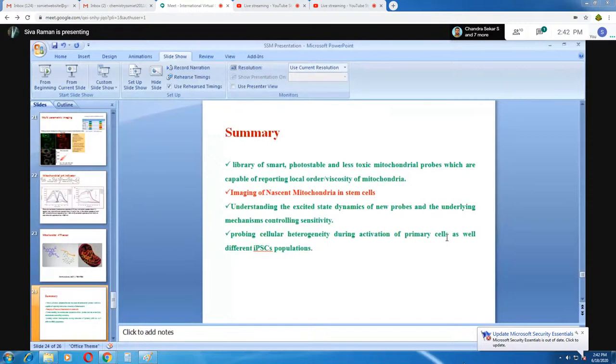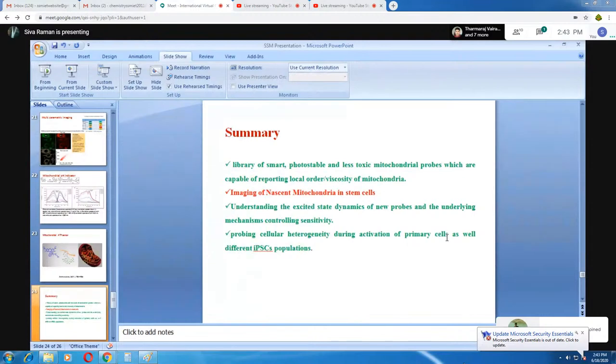We also did computational chemistry calculations as well as excited state dynamics using time resolved fluorescence spectroscopy and steady state absorption. We came to conclude that each one is different. Due to the lack of time, I'm not able to take questions.